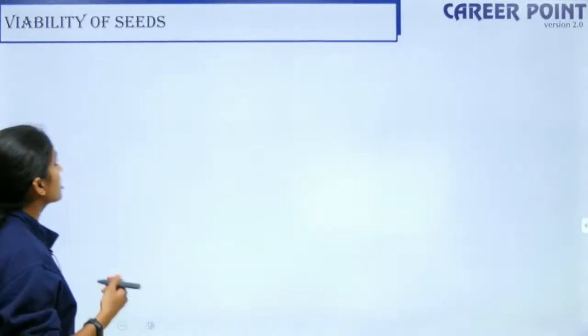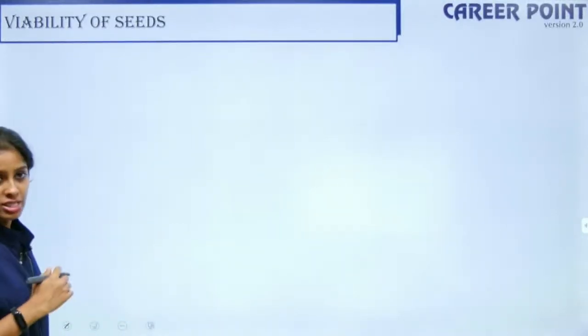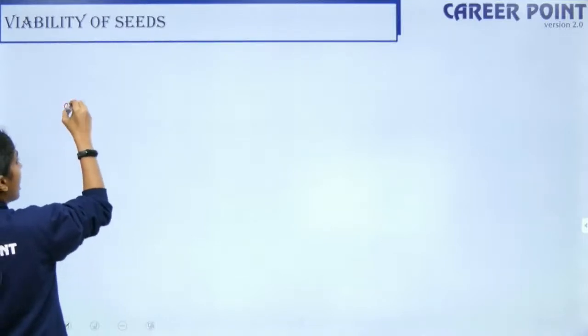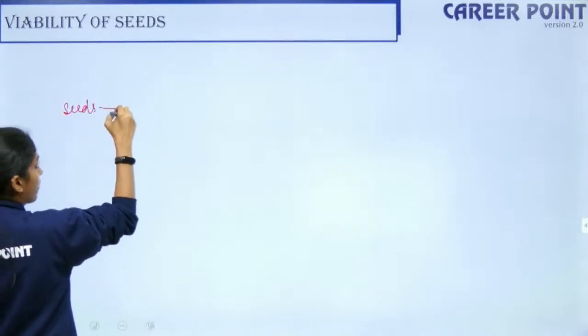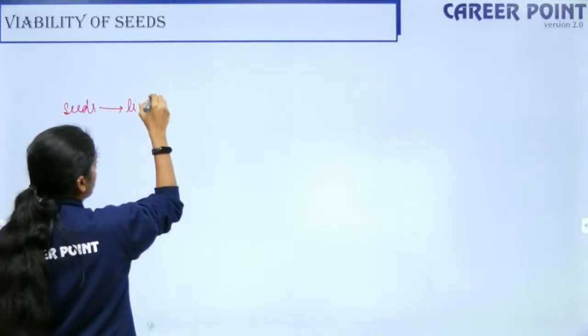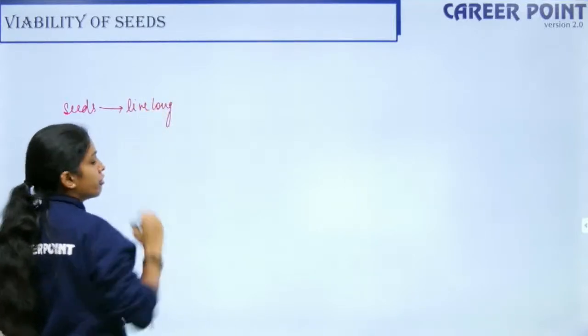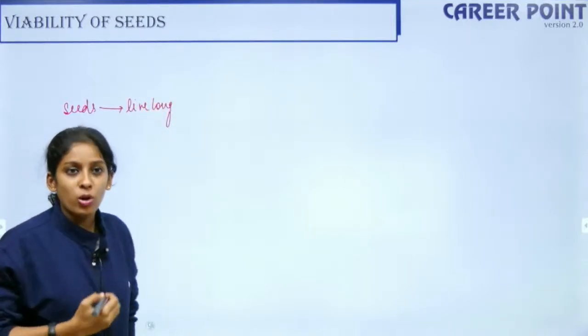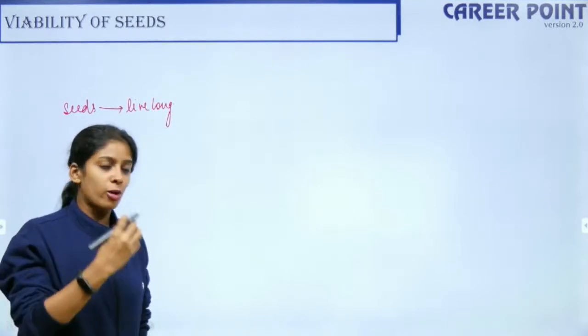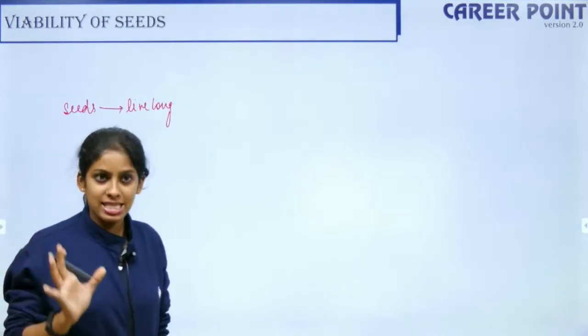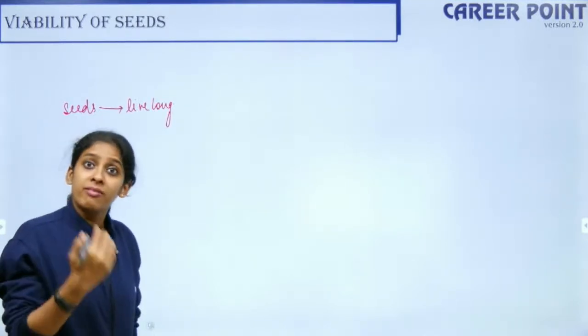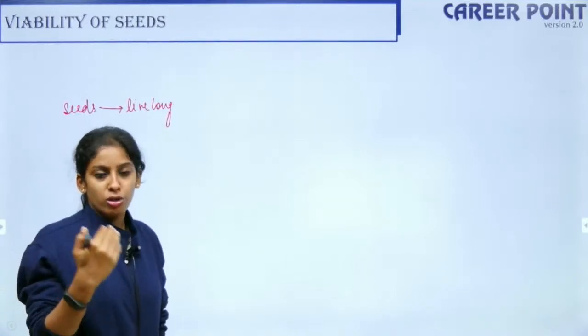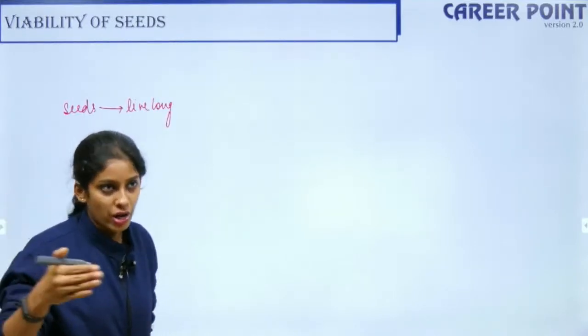Viability talks about the functionality of the seeds. Certain seeds are functional for a long time. They live for long. For example, if you give me a mango seed, I can keep it with me for 1 week and then plant it, and even then the mango tree will grow. So the viability is much longer, right?